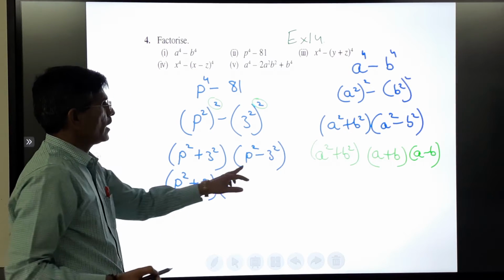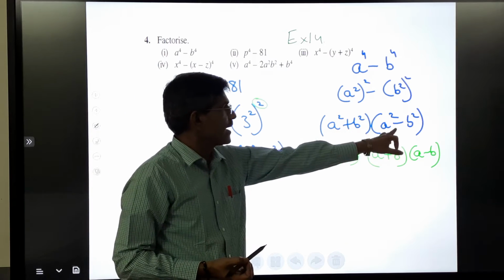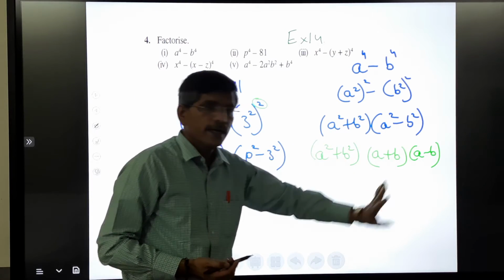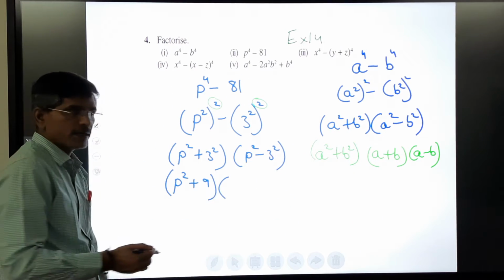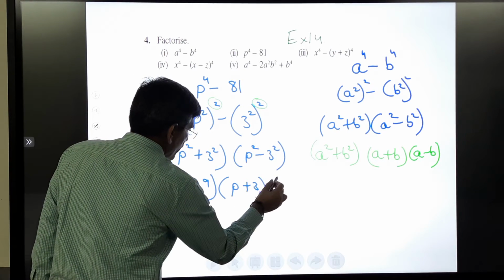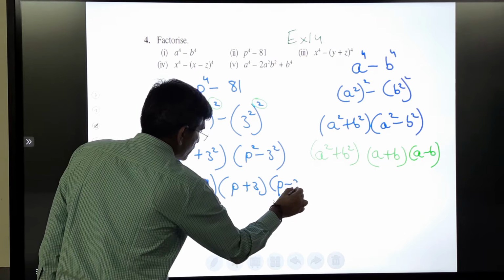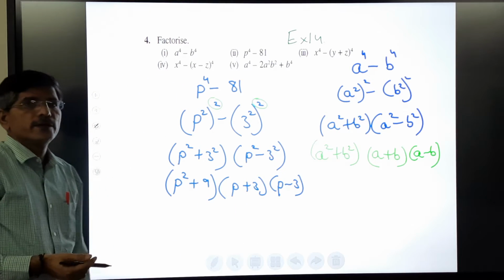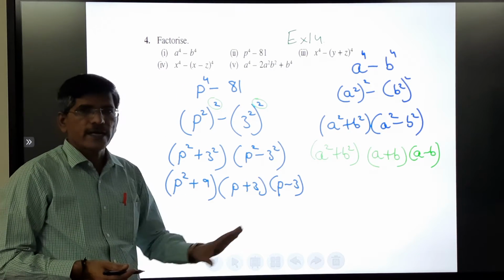Here what I have to do? Again same: a square minus b square, a plus b, a minus b. Same thing here, so p plus 3 and p minus 3. So again 3 bracket we have get answer.